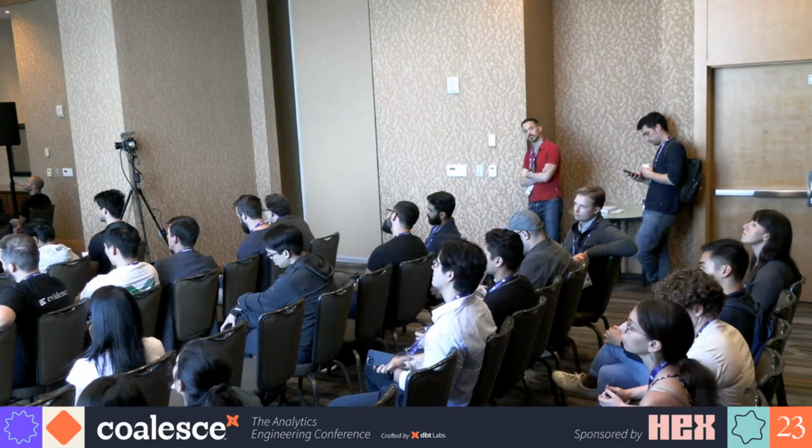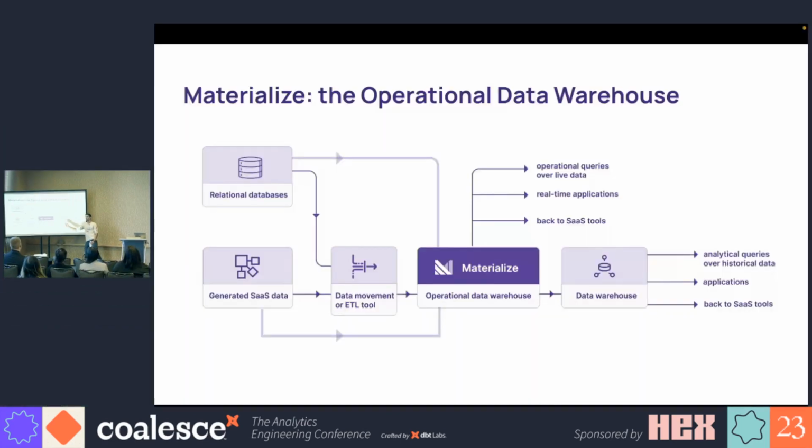If you were to reverse these two, you lose out on a lot of the benefits of Materialize because the data in your data warehouse is probably stale, or at least stale enough that you're not going to get lots of value out of Materialize.